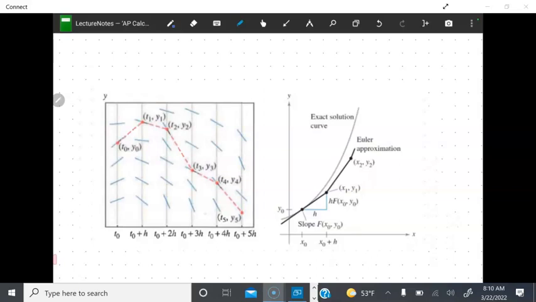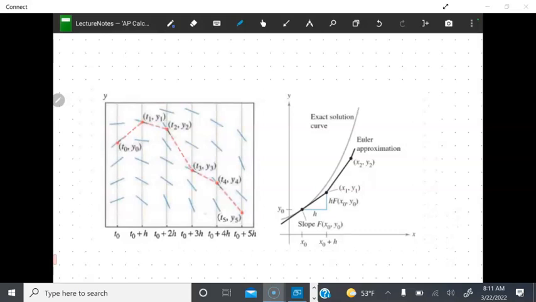So this point here is at x0, y0, and then we multiply by h to get to the next point and so on. I'll talk about this notation in a second. But the further away you get from that initial point, that initial value, the worse and worse your approximation is probably going to be. So we're getting further and further away from the exact solution. But it gives us a way of approximating. So that's the idea behind Euler's method.